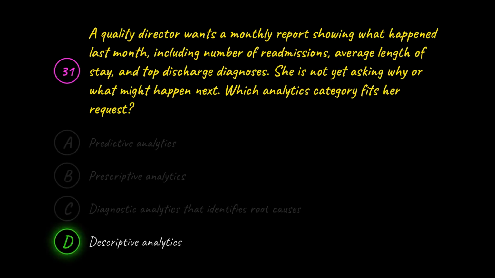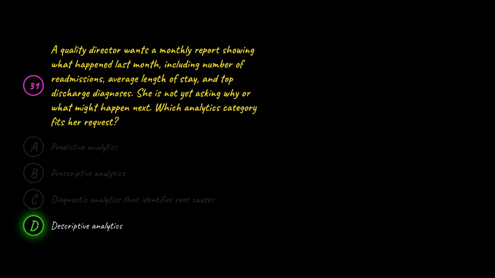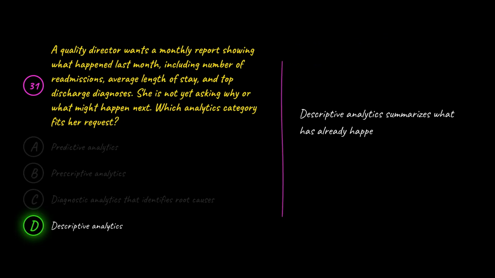The correct answer is D. Descriptive analytics. D is correct because descriptive analytics summarizes what has already happened. Counts, averages, and top-end lists about past activity are the hallmark outputs.